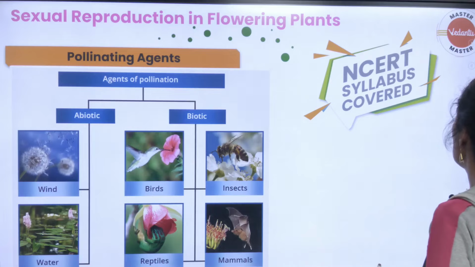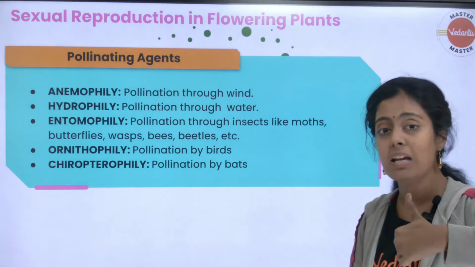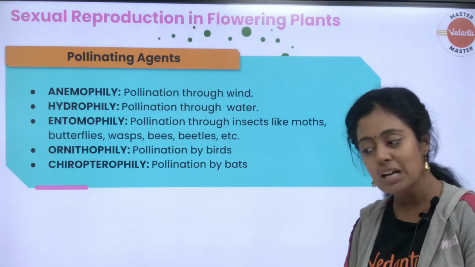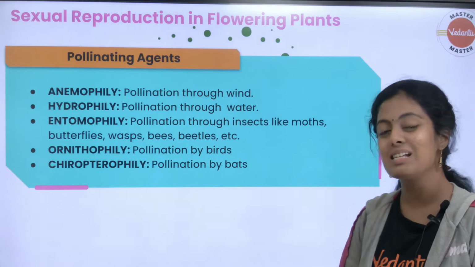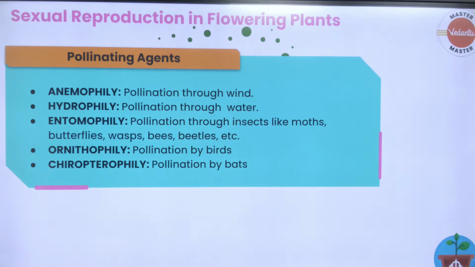Okay, pollination through wind is called anemophily, pollination through water is called hydrophily, pollination by insects is called entomophily, pollination by birds is called ornithophily, and pollination by bats is called chiropterophily.